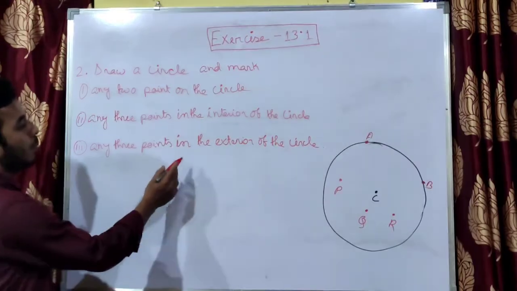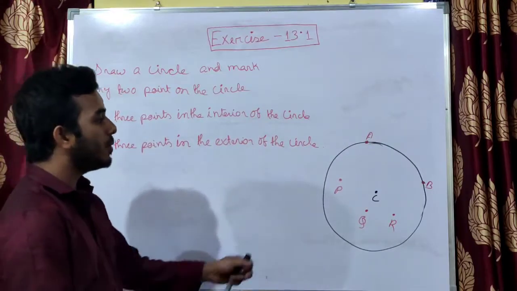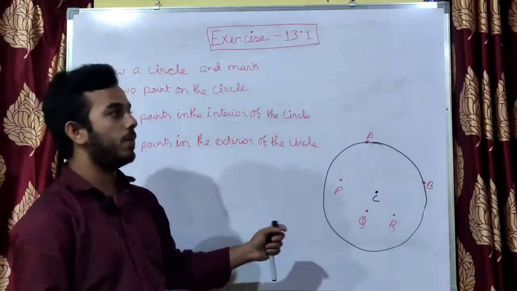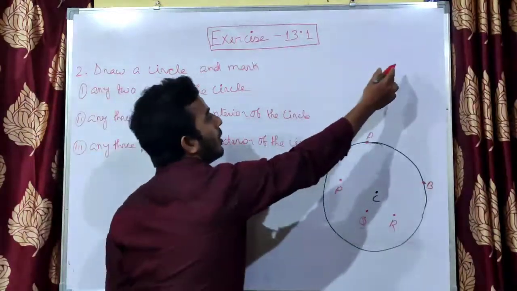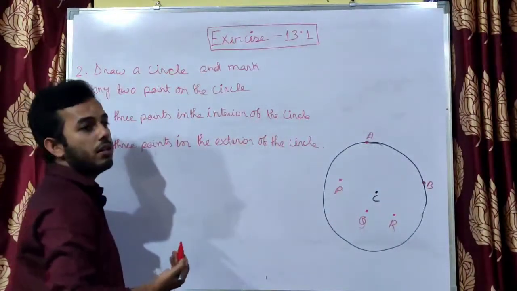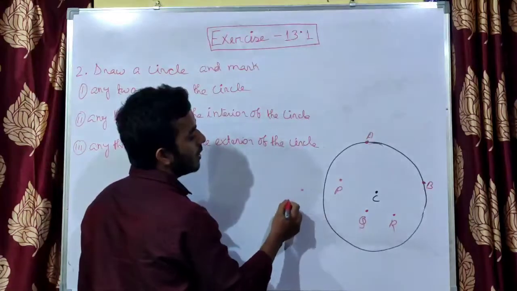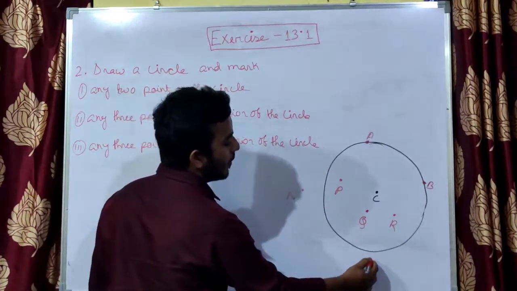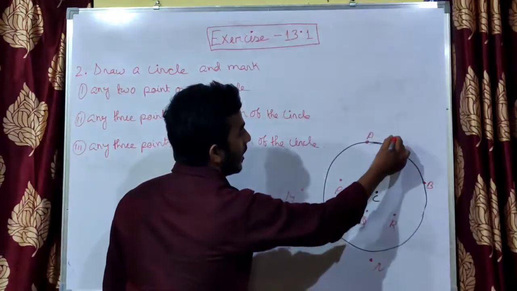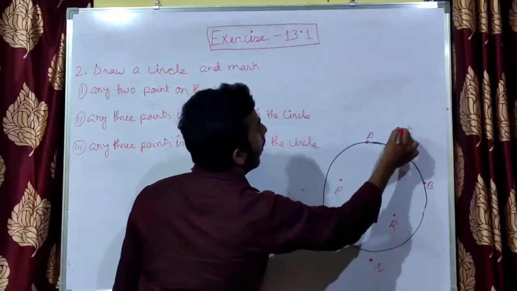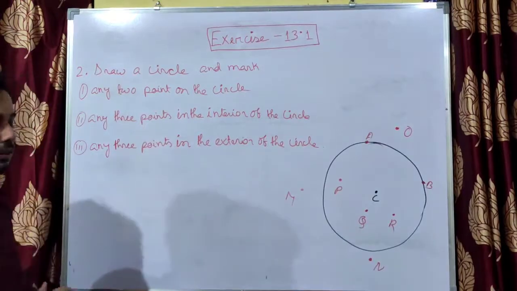Third, any 3 points in the exterior of the circle. Exterior means, suppose this board is a plane. We can mark 1 point there, 1 point there, or anywhere. These are in the exterior of the circle. So mark, suppose, here M, here N, here O. Okay, clear?